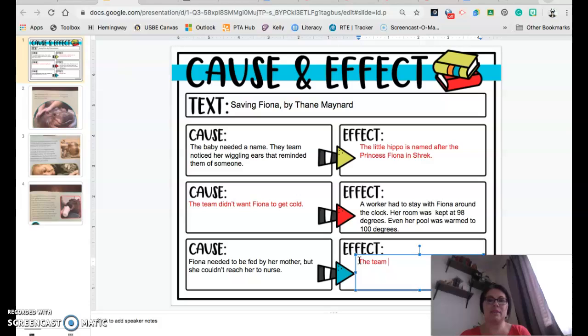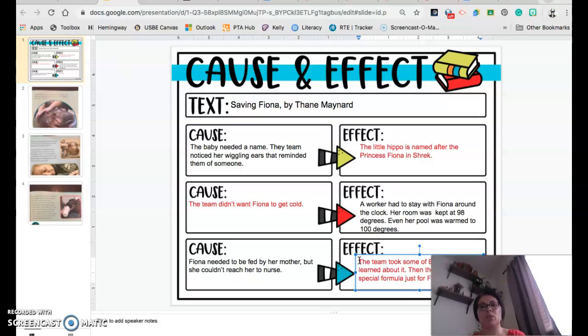The team took some of Bibi's milk and learned about it. Then they made a special formula just for Fiona. What do you guys think? I think that works. I tried to make sure to use my own words so I wasn't stealing anyone else's. And then I think I got to the point of, because of this happened, what was the end result?